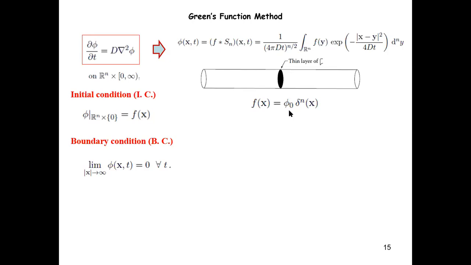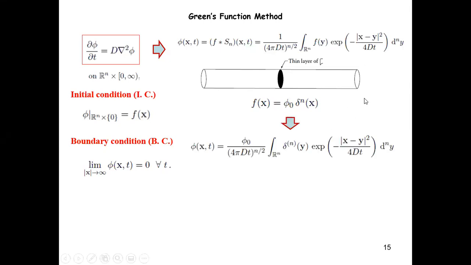So formally, what we do is plug this f(x) equals phi naught times the delta function into the convolution. Due to the nature of the delta function, it's only non-zero when its argument is 0. So we plug in y here, and we know that this integration is all 0 except for y equals 0. And when y equals 0, we simply get exponential of minus x squared over 4Dt, and this comes out of the integration. So it's very simple.